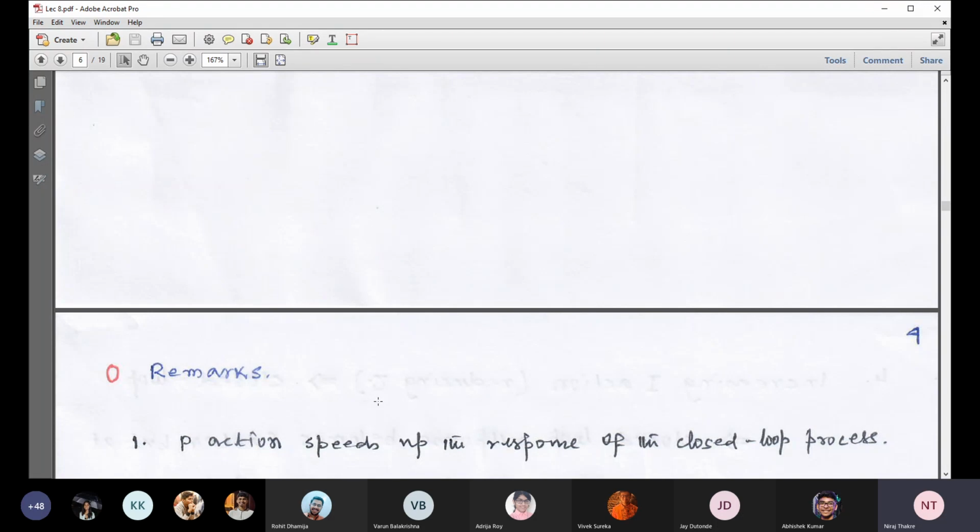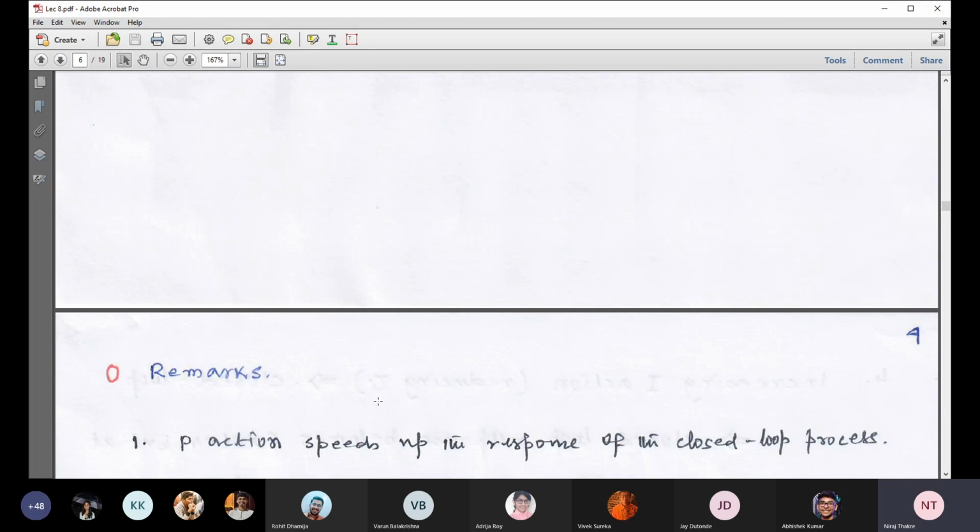Okay. Now this first remark is specific to proportional action, you see. Proportional action speeds up the response of the closed loop process. I have shown graphically that if we increase the Kc value, we get a faster response, but definitely at the expense of higher oscillation.